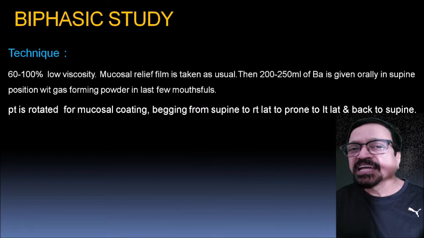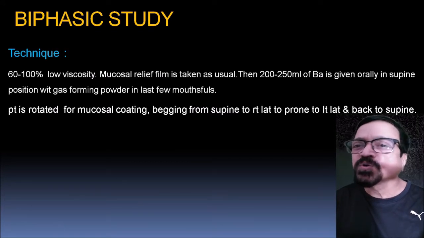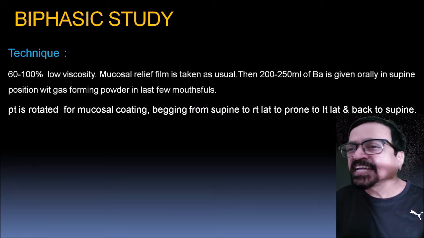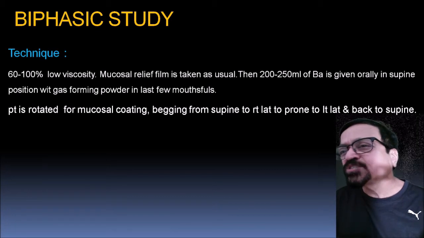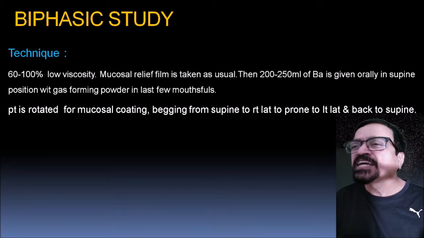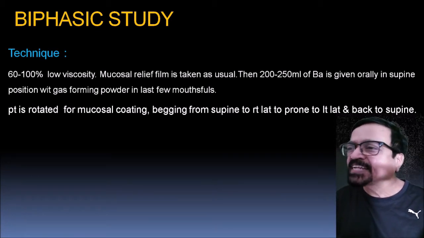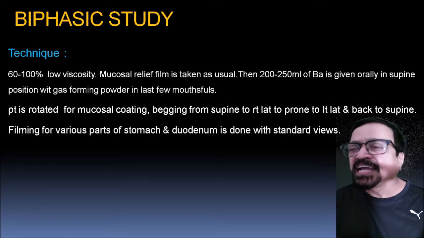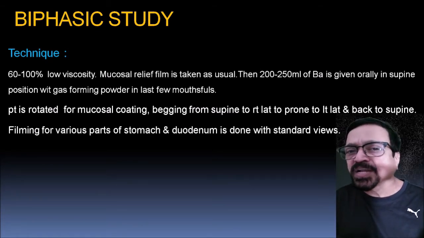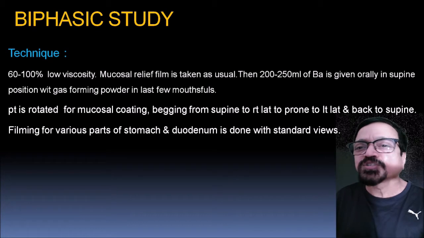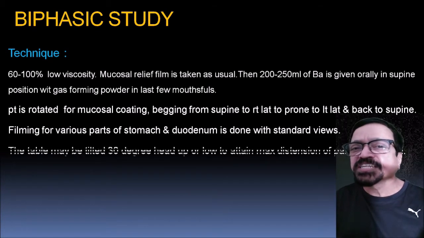The patient is rotated for the mucosal coating: supine position, to the right, prone position, left lateral, and either way. In other words, you have to rotate the patient totally. Filming for various parts of the stomach and duodenum is done with the standard views.